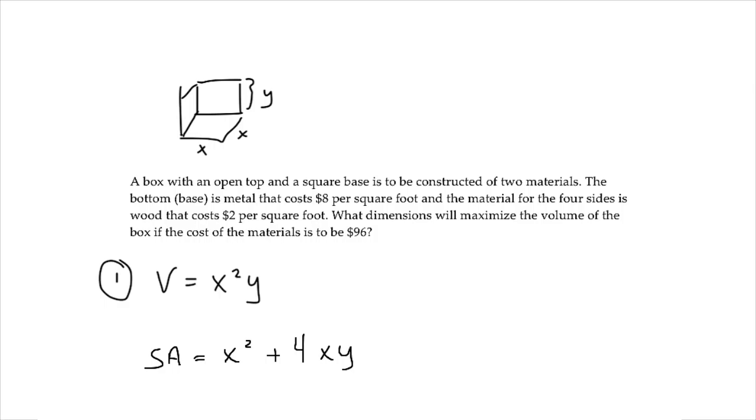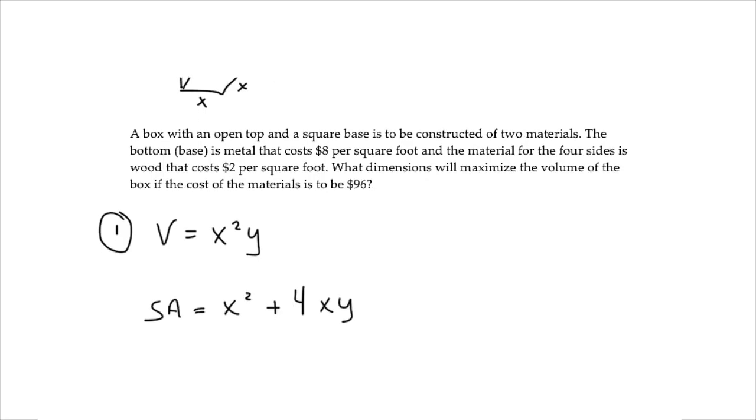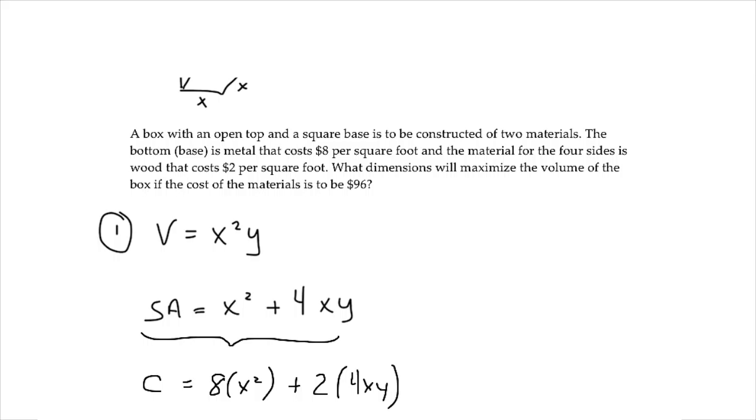Now, it didn't tell us what the surface area was going to be. It told us what the cost was going to be. So we can turn this surface area function into a cost function. Cost is what? The base is $8 a square foot, so I'm going to do 8 times x squared for the base of the box, plus $2 times those 4xy's. And that amount has got to be 96. And that's the kicker right there.